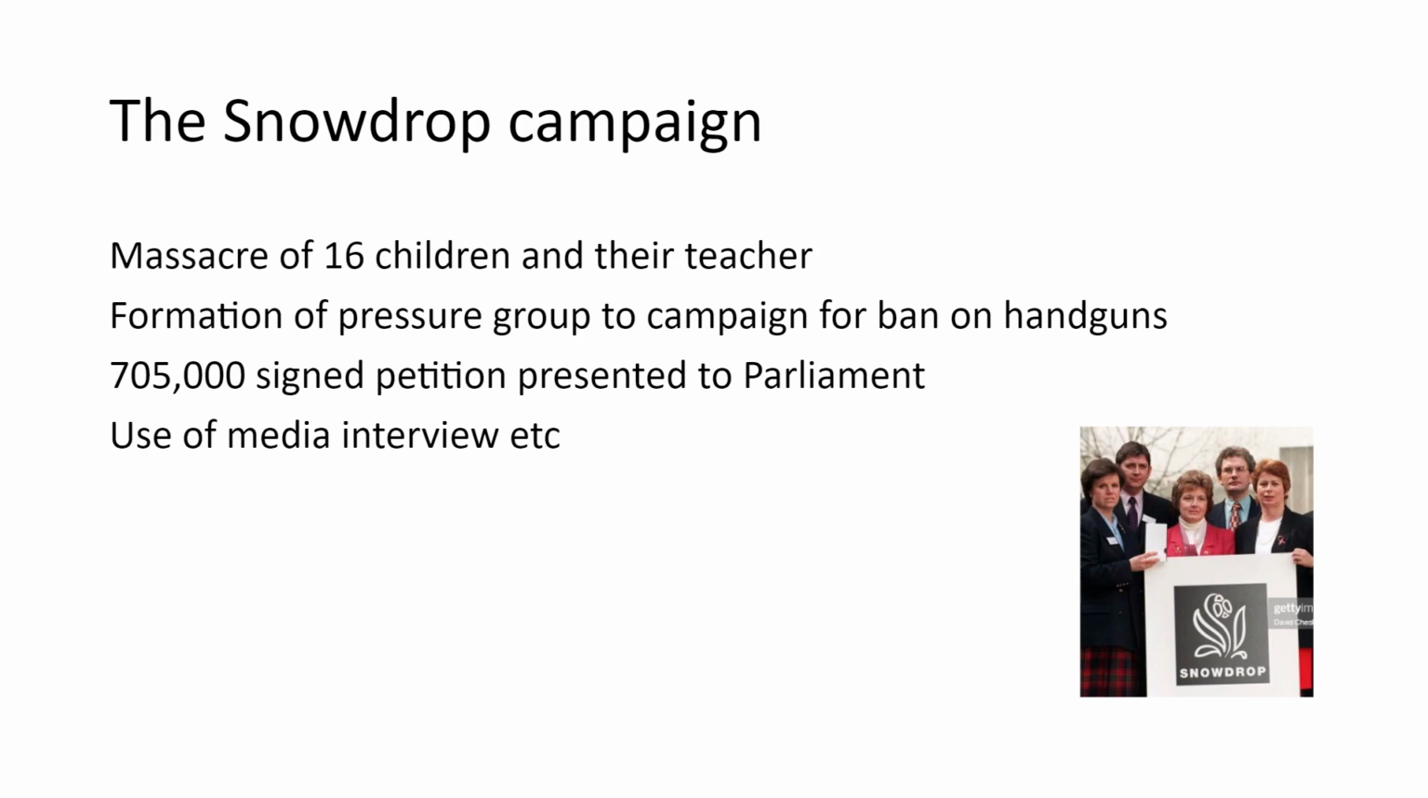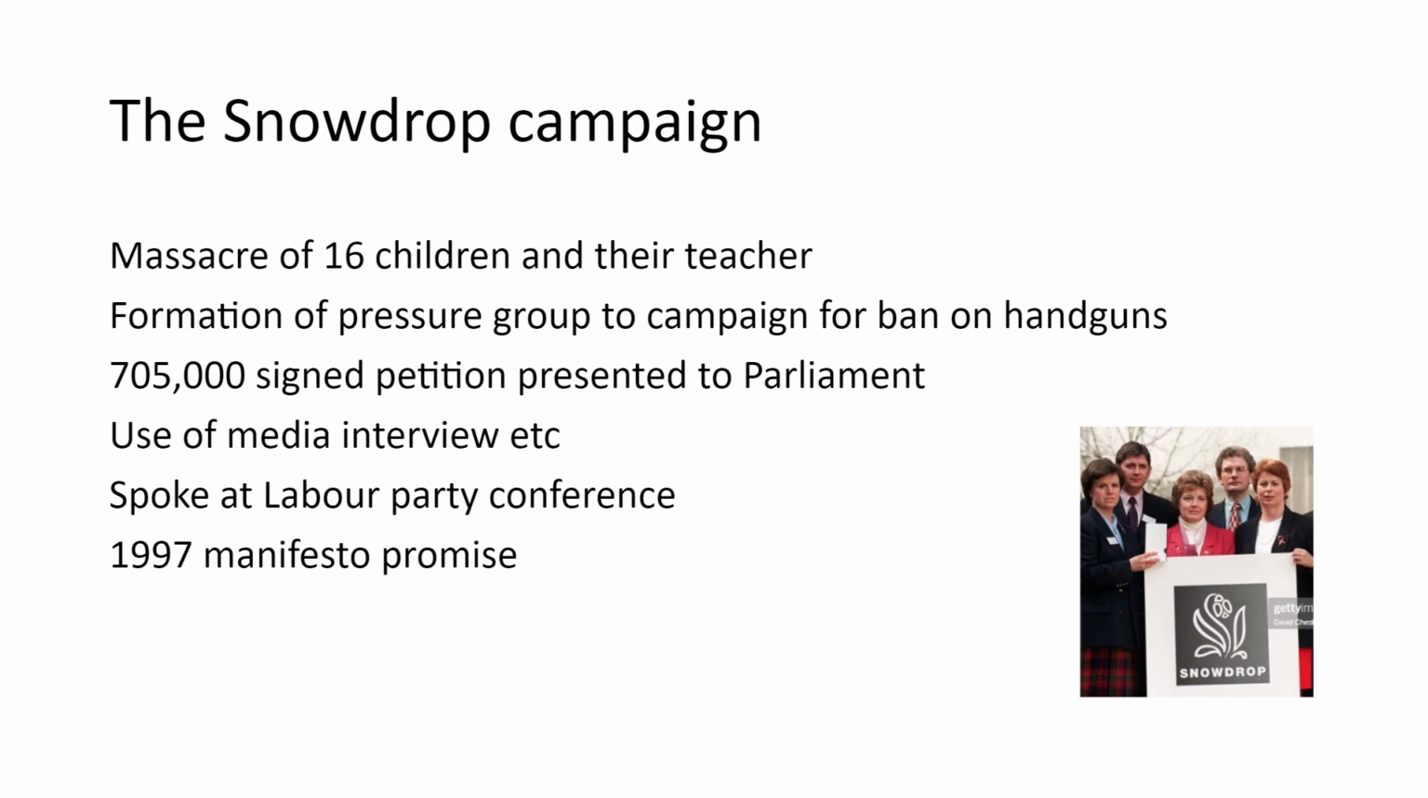The campaign used the media wisely to do interviews, to try and publicise their cause and keep it in the public eye. One of the survivors spoke at the Labour Party conference in a very emotional speech, and it was included in the Labour Party manifesto in 1997 that they, if elected, would ban all handguns, and this is what happened subsequently in the Firearms Act 1997.